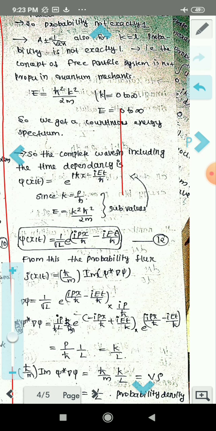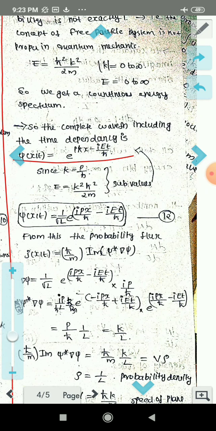You can also take it as 1 by root 2 pi. Okay, now the complete wave function including the time dependency, psi of x comma t, is equal to e raised to i(kx minus Et) divided by h cut. That is our complete wave function. Okay, and we are substituting the values: psi of x,t is equal to the normalization constant, which is 1 by root L. Remember that we are discussing this for one dimension.